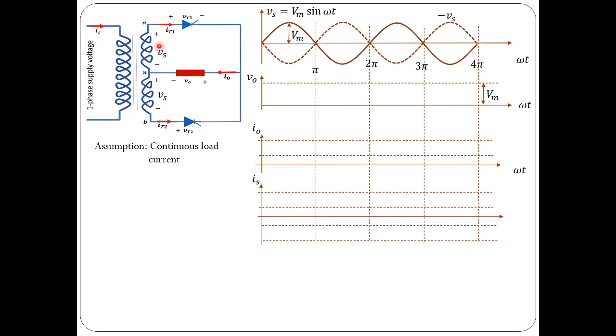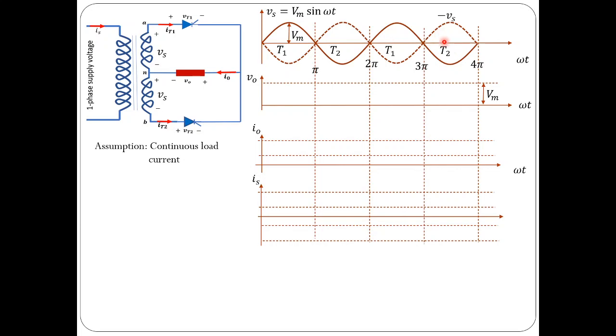For example, thyristor 1 is forward biased at omega t equal to 0. I am applying the gate pulse at omega t equal to alpha. Similarly, thyristor 2 is forward biased at omega t equal to pi. So let me say that I am applying the gate pulse for the second thyristor at omega t equal to pi plus alpha. And the same thing I would repeat for remaining cycles also. So I will apply gate pulse for thyristor 1 at 2 pi plus alpha, and for thyristor 2 at 3 pi plus alpha, and so on.